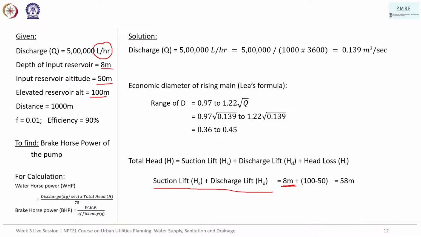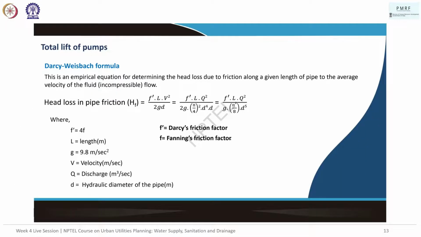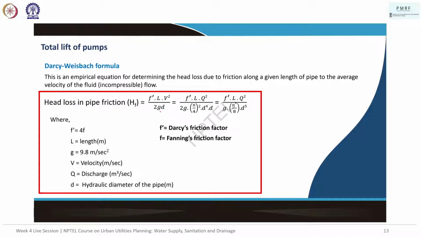Then for the third component, we should be calculating the head loss due to friction, for which we use the Darcy-Weisbach formula. I hope you remember the formula. Currently we have this Fanning's friction factor, which will be multiplied by 4 to get the Darcy's friction factor. And Darcy's friction factor is what we use in the formula. This is the formula. Why are we not using this? So how are we coming from this formula to this formula?